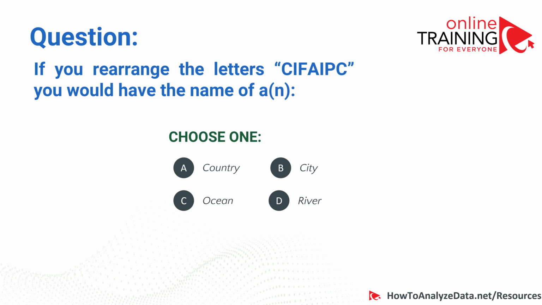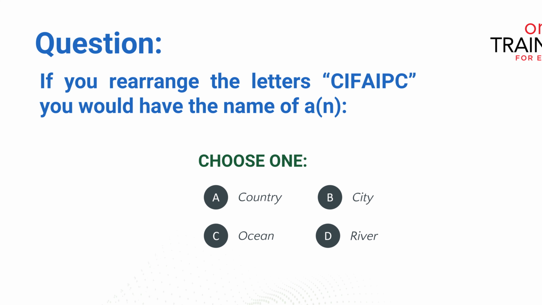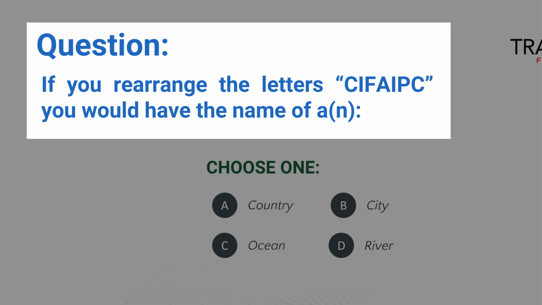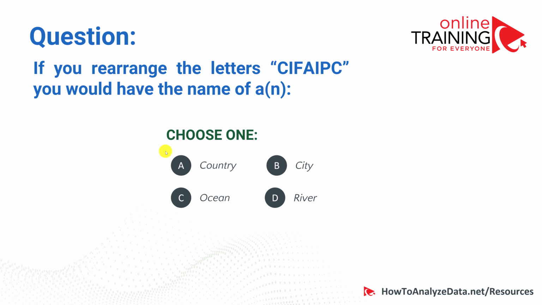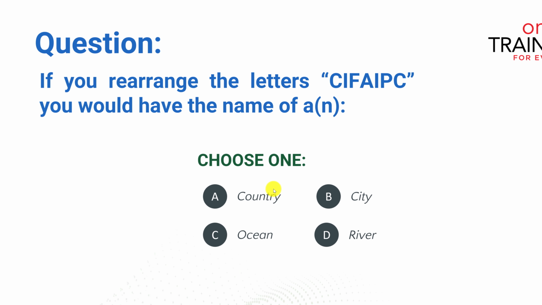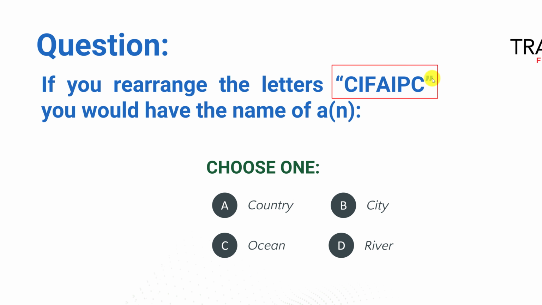Now let's look at the question which is frequently used as part of verbal reasoning, aptitude test, and psychometric tests. If you rearrange the letters CIF, AIP, C, you would have the name of, and there are 4 choices: country, city, ocean, and river. So the tricky part of this question is that these are not the final answers. You can't rearrange this set of letters to get to the country. You can't rearrange it to get to the ocean or to any one of these words. It is country name that would be a result of this rearrangement, or ocean name, or city name, or river name. So let's see if you can get this one correctly.